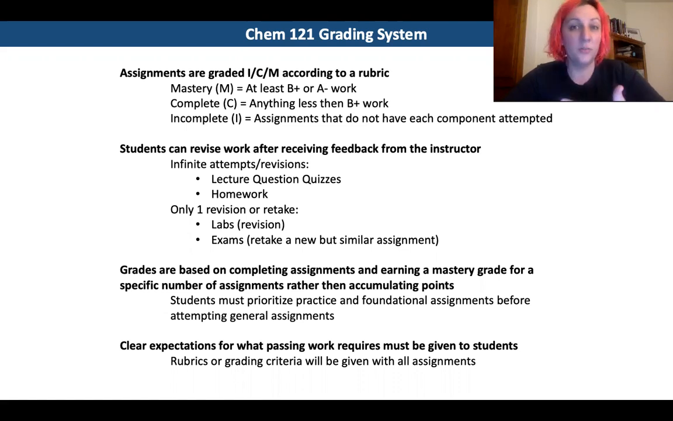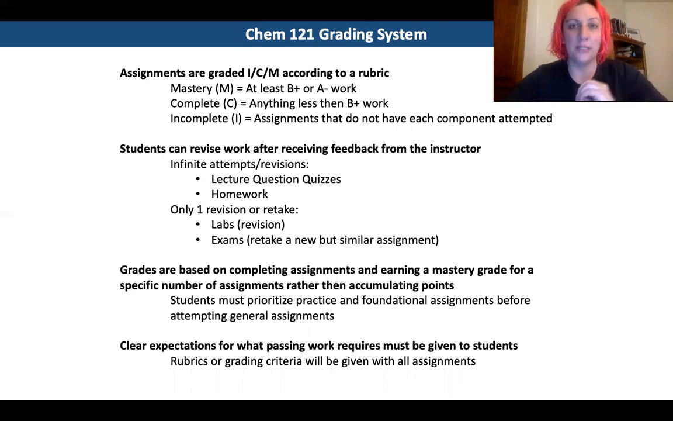Now, you'll also be able to revise your work, and you're going to have longer extended deadlines for all of this work too. So you can really give it the time that you need. You're going to have infinite attempts for practice type assessments or assignments. These are going to be lecture question quizzes and homework assignments. And you'll have just one revision or retake. So a total of 2 attempts for labs and for exams.